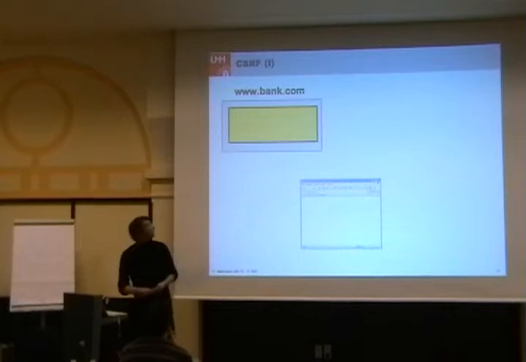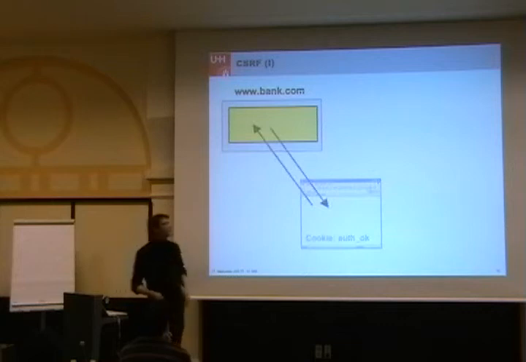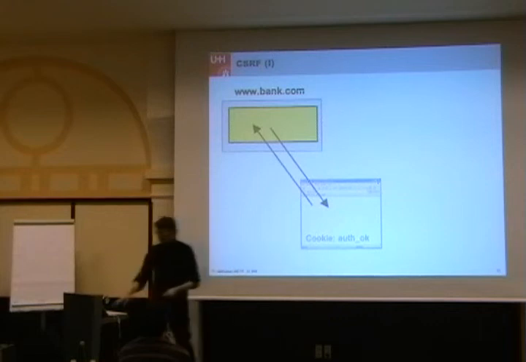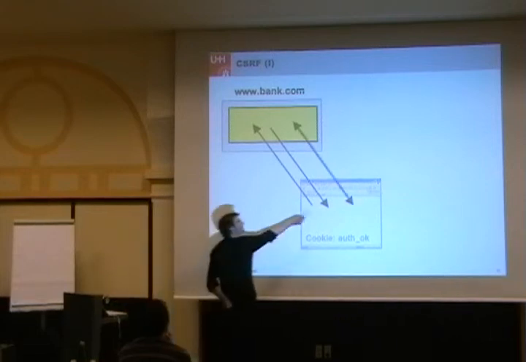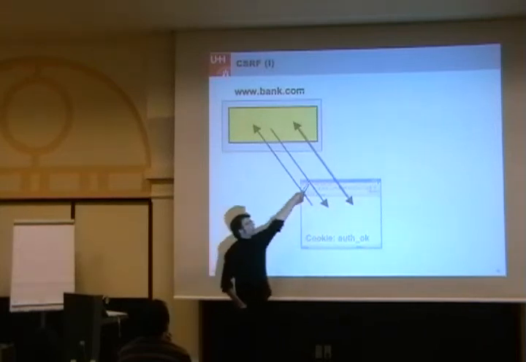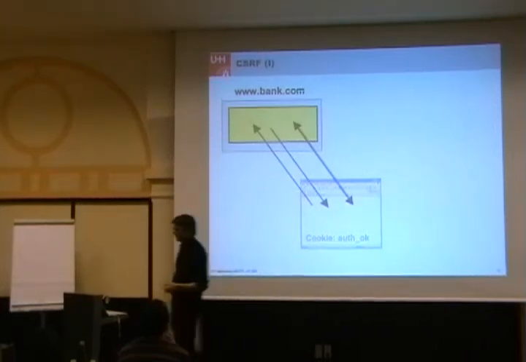So this is me, this is my browser, and I want to do some banking with my bank. And so I say, hi, I'm Martin, my password is foo. The bank says, hi, Martin, here's your authenticator cookie. And now I can go on and do as much banking as I want to, because the cookie is attached to all my further requests that go to bank.com.